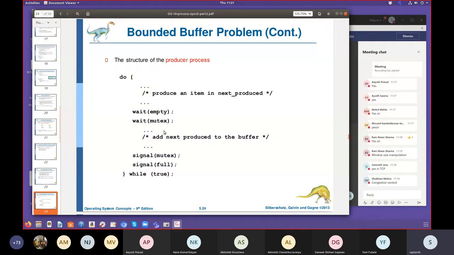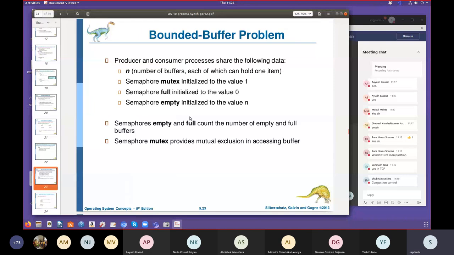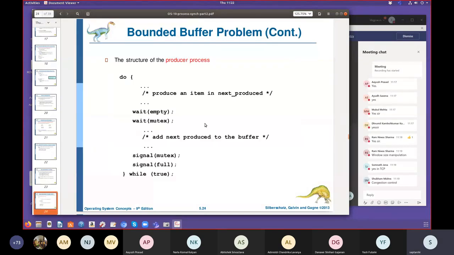So this is the basic structure for the producer process. It will produce an item and then it will wait for empty. What does this basically mean? Waiting for empty, intuitively, what does it mean? Remember in the previous slide we said empty will be initialized to the value n, which is the number of buffers. So intuitively, what is the producer trying to do here with wait empty?